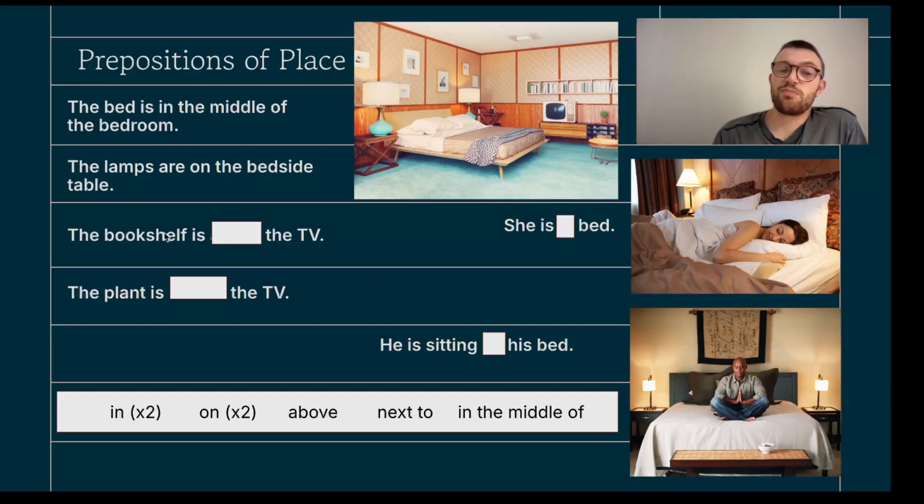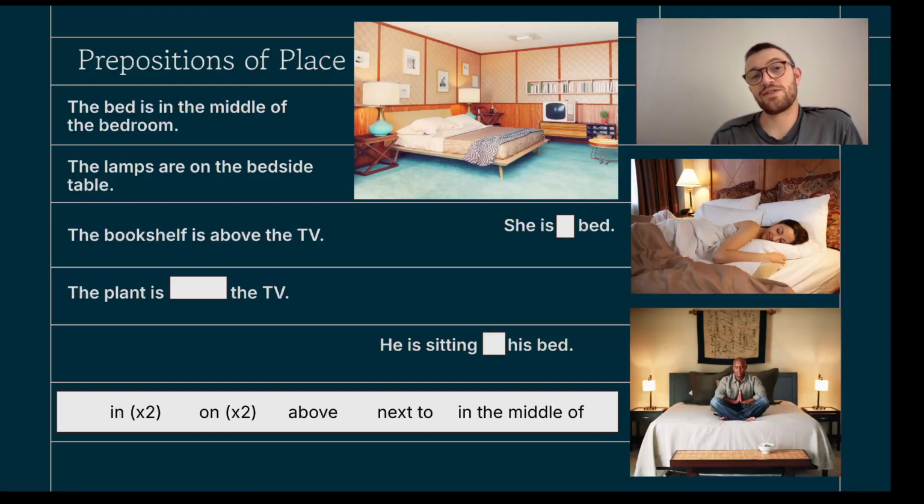The next one, the bookshelf. The bookshelf is where you keep your books, obviously. So the bookshelf is the TV. Now the TV, the television, the TV is at the back over there. Now where is the bookshelf in relation to the TV? The bookshelf is above the TV.